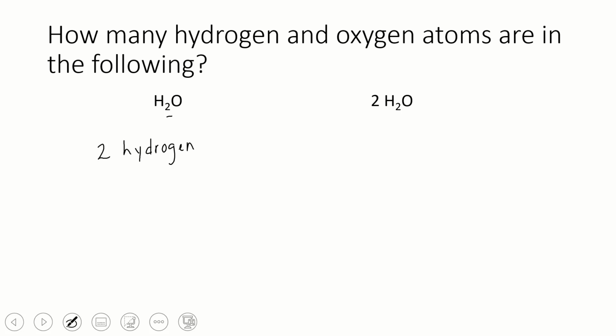Notice that after the O, nothing is written. If nothing is written after the element in a formula, that means we just have 1. So 1 oxygen atom.